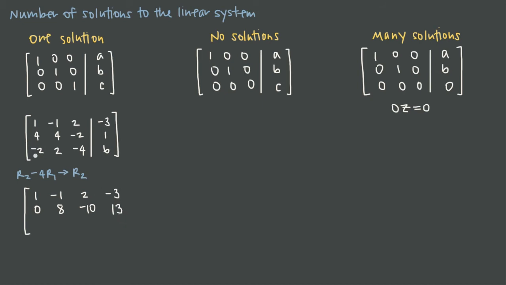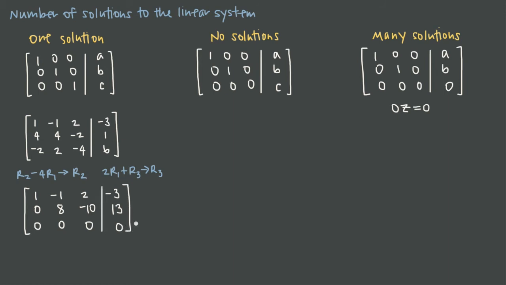Now we need a 0 in the 3,1 position where the -2 is. So let's do the row operation where we multiply the first row by 2 and add that to the third row. So we'll say 2 times row 1 plus row 3 is going to replace row 3. When we do that, we'll get 2 times 1 is 2, plus -2 is 0. We'll get 2 times -1 is -2, plus 2 is 0. 2 times 2 is 4, plus -4 is 0. And then 2 times -3 is -6, plus 6 is 0.